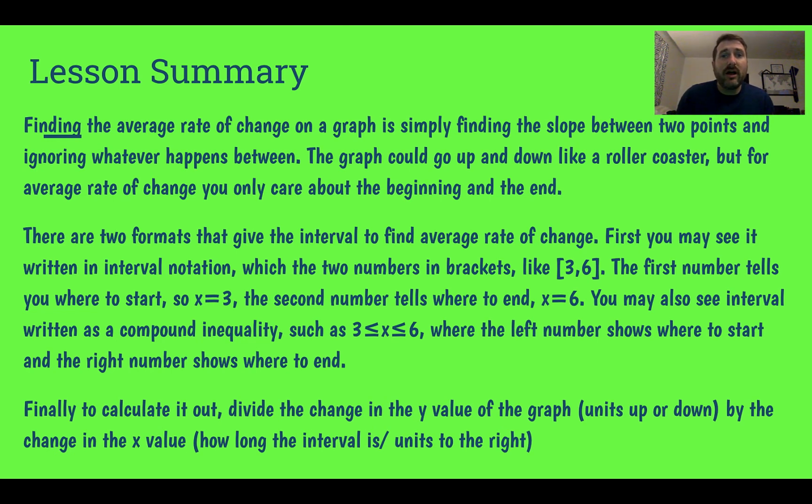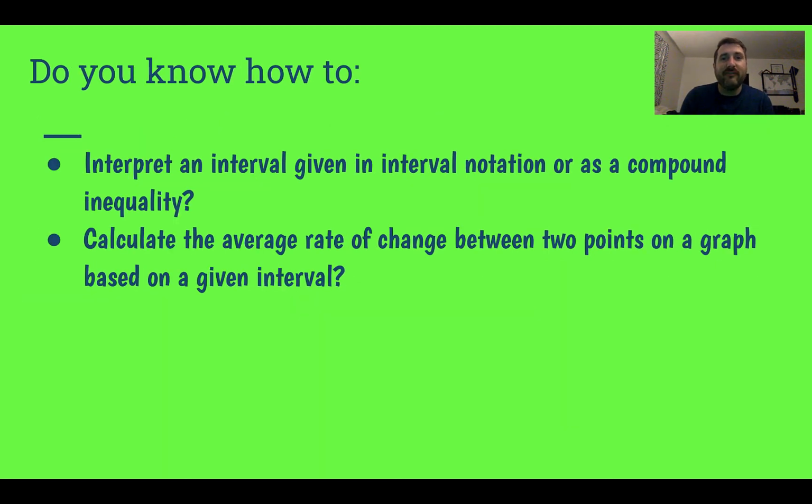You can also figure out how much the x value is changing just by thinking about how long the interval is. So in our example of 3 and 6, if it started at 3 and ended at 6, the interval, the x value, would be 3, because from 3 to 6, it's 3 units. So you can also figure out what to divide by your x value by just figuring out how long the interval is.